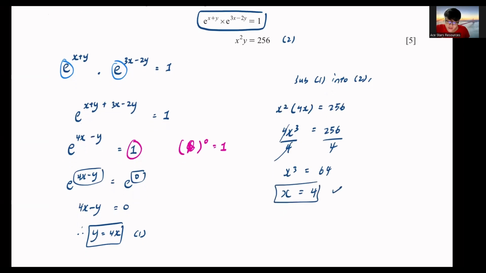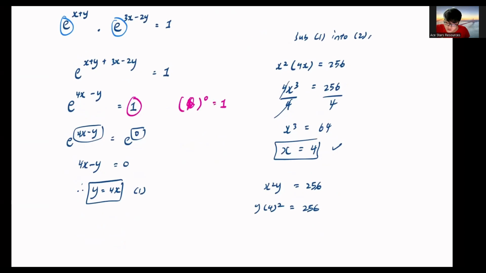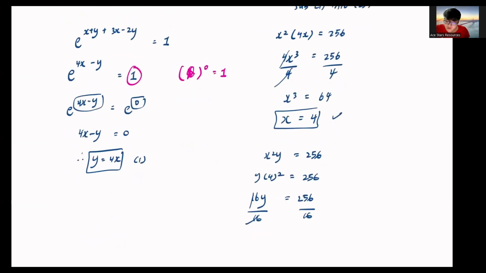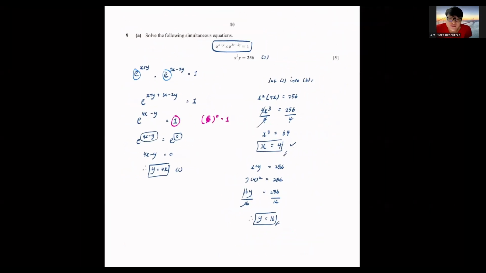What about the y? So x squared y is equal to 256, so 4 squared, 16y equals 256, divided by 16, cancel out. Therefore, y is equal to 256 divided by 16, so y is equal to 16. Right? That is the answer. That's all you have to do in order to get these 5 marks.